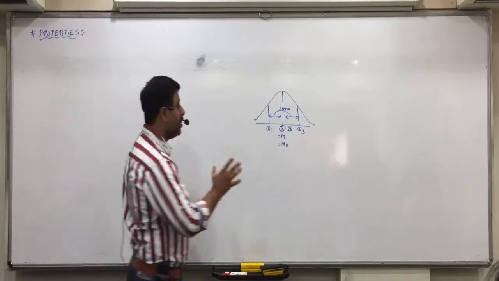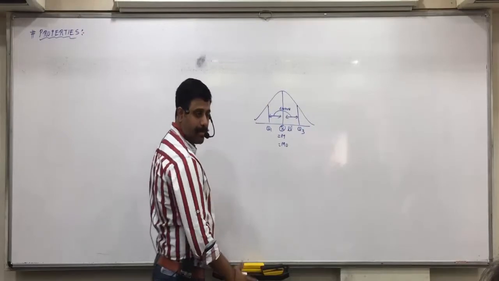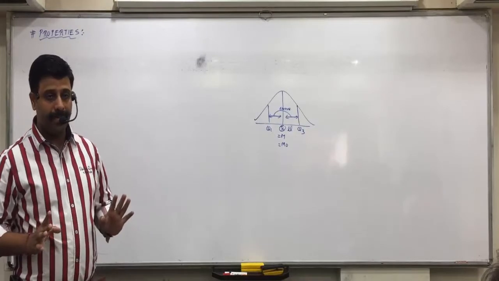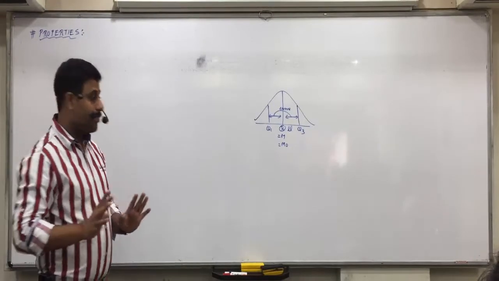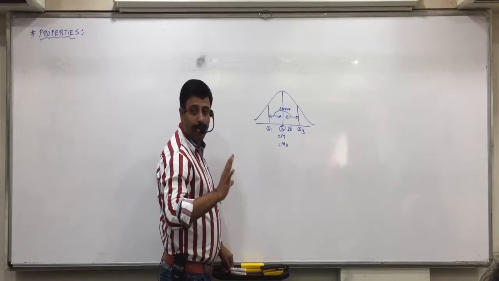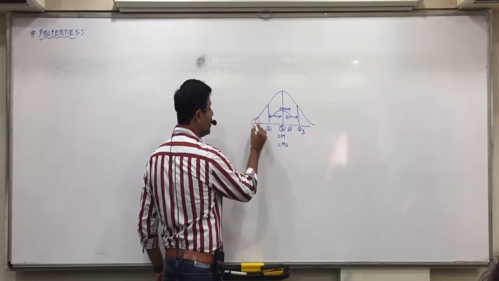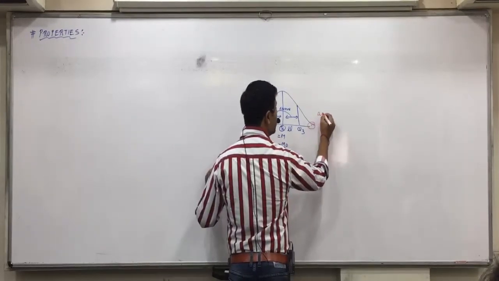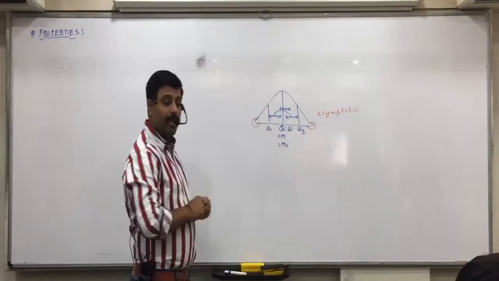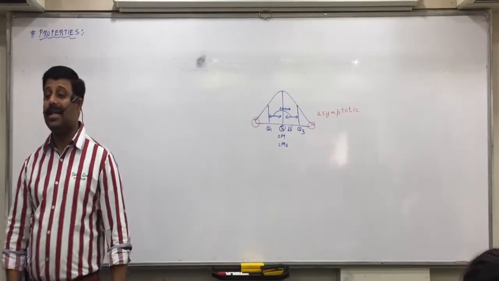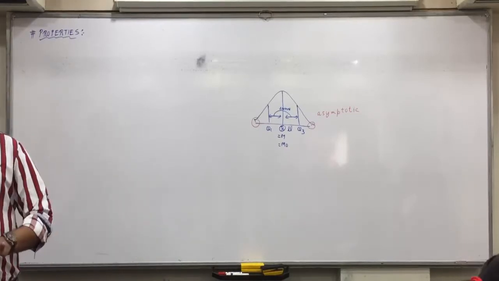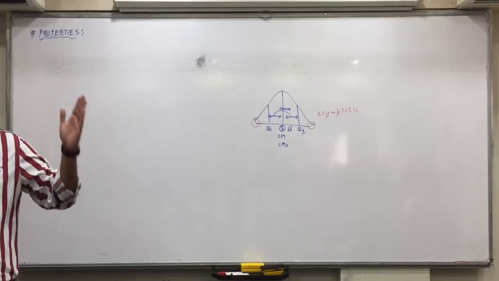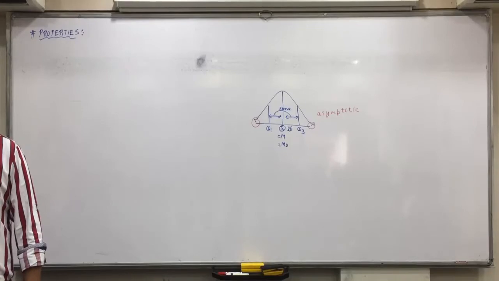Sixth, it is symmetrical on both sides, which is bell-shaped. Mu comes in the center and on either side it is the same. Same means symmetrical. Seventh, in every diagram I draw on the board, did I ever touch the axis? It goes till infinity. This characteristic is called asymptotic. Asymptotic means it does not touch the x-axis. It goes to both extreme ends, till infinity. Able to understand this?